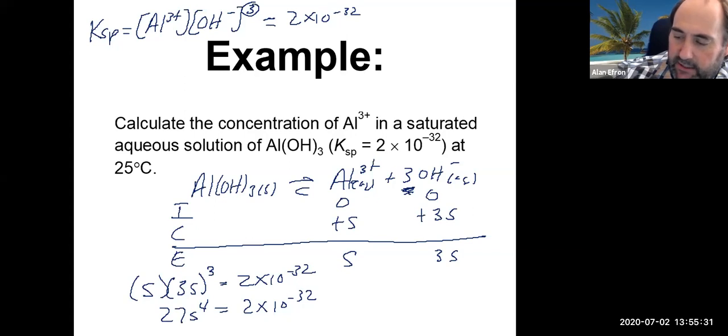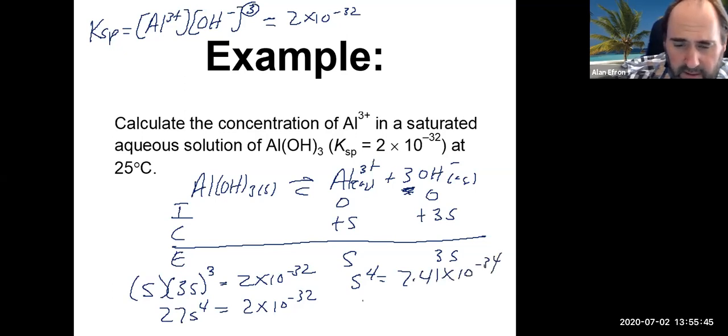So we're going to take 2 times 10 to the minus 32, divide it by 27, and that will give us S to the 4th equals 7.41 times 10 to the minus 34. We want to take the 4th root of that. And if you do, you get a number of 5.2 times 10 to the minus 9.